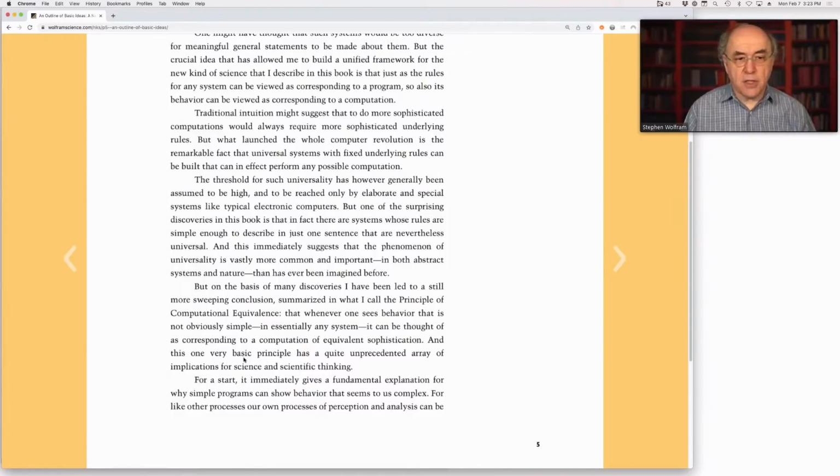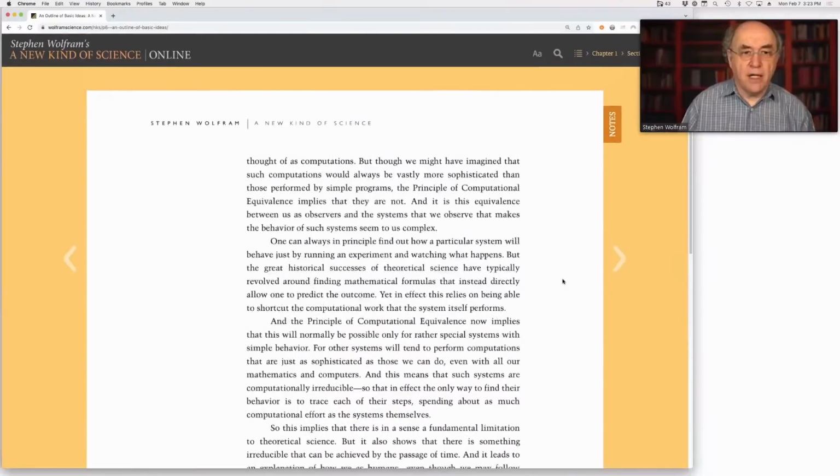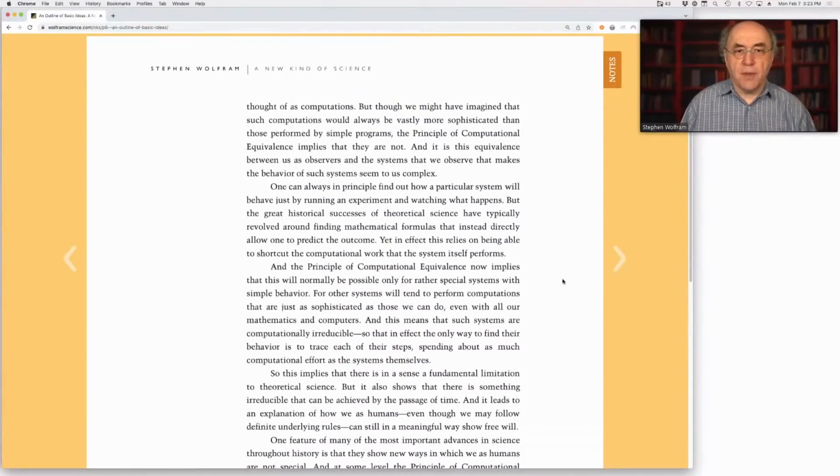Anyway, I go on to say back in the book, for a start, it immediately gives a fundamental explanation for why simple programs can show behavior that seems to us complex. For like other processes, our own processes of perception and analysis can be thought of as computations. But though we might have imagined that such computations would always be vastly more sophisticated than those performed by simple programs, the principle of computational equivalence implies that they are not.